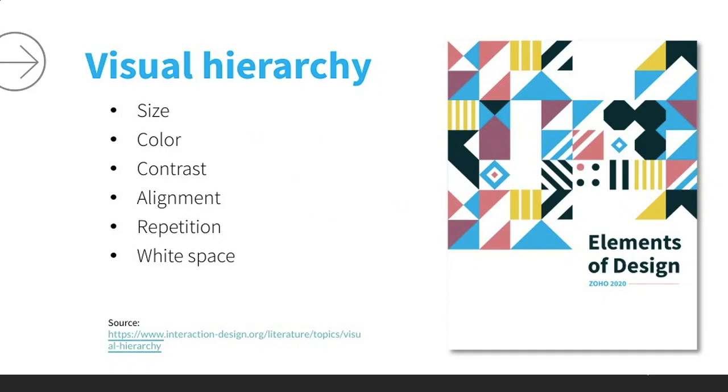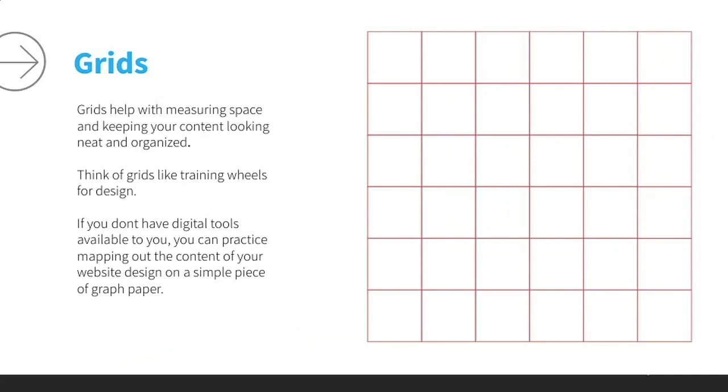Sean and I talked about this a bit, and he gave the suggestion to use a grid. So this might not be something that you want to use, but if you are super organized or you want a way to measure space and keep your content looking neat and organized, this is something really simple that you can do. And you don't even need a program to do this. You can do this with pen and paper, which is basically just drawing this grid on a piece of paper to help you measure space and keep your content looking organized.